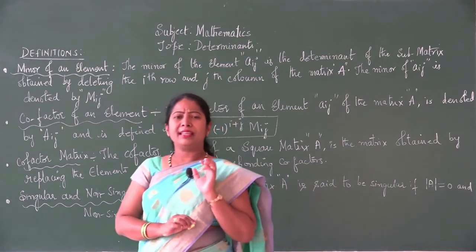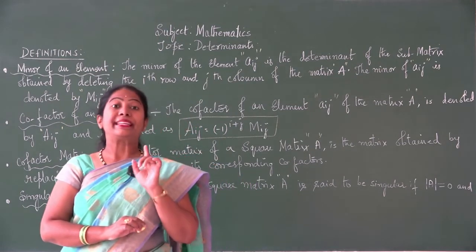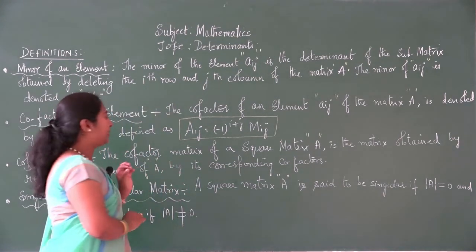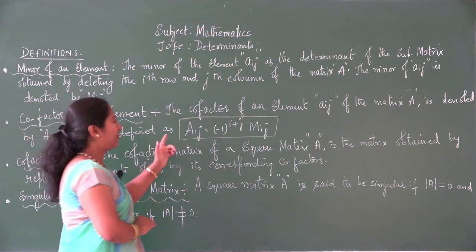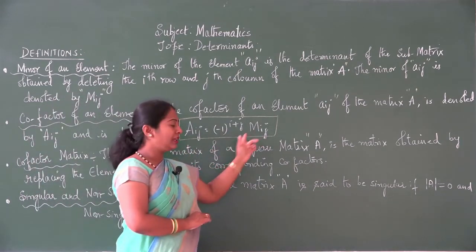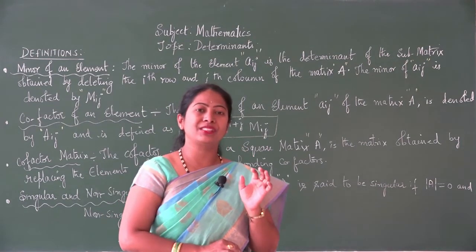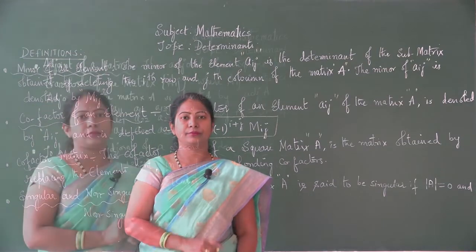In simple words, elements are denoted by small letter a, minors are denoted by capital letter Mij, and the cofactor of an element is given with the formula capital Aij is equal to minus 1 to the power I plus j into Mij. When do we say a square matrix is singular? If determinant A equal to 0, and non-singular if determinant A not equal to 0.